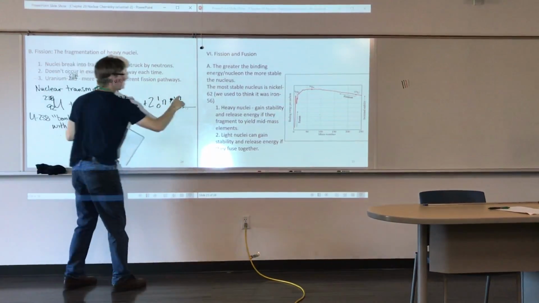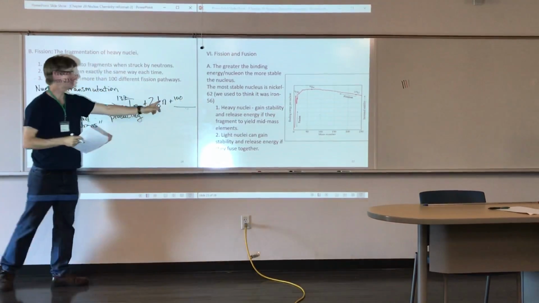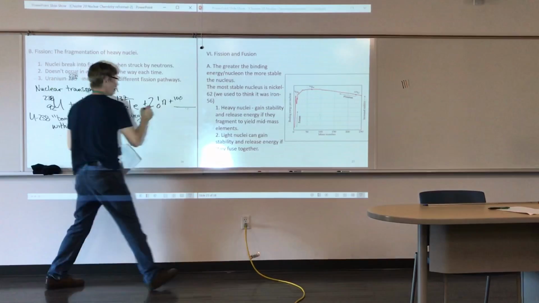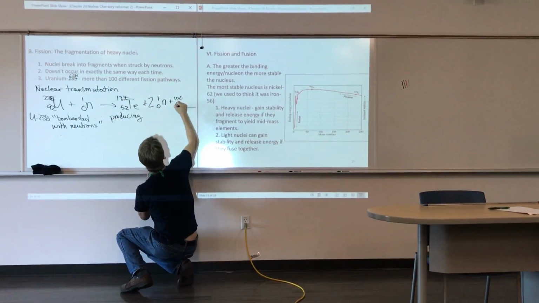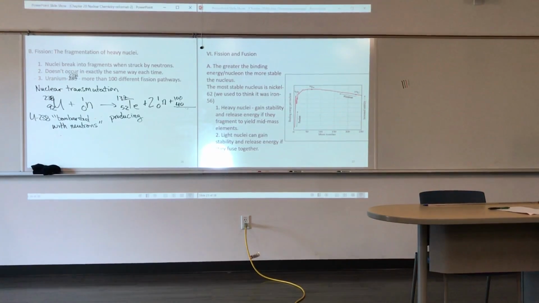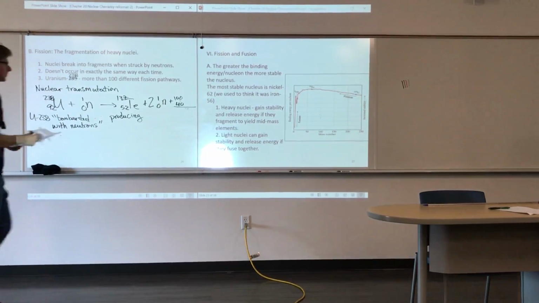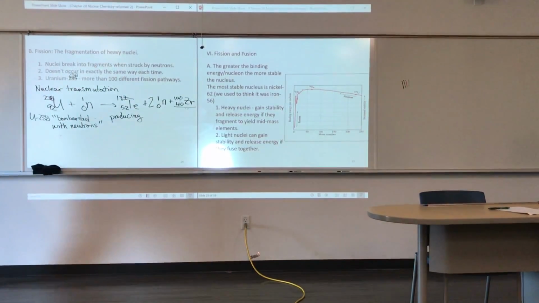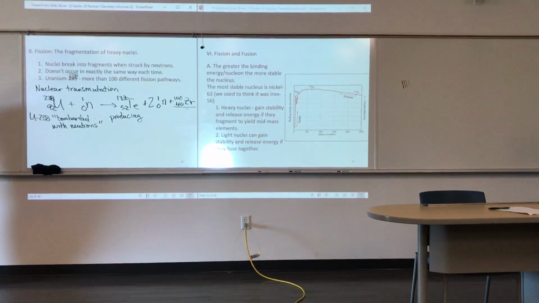Oh, sorry. There are 2 of these. So we get 100 at the top, 40 at the bottom. And then this is element number 40. Where's the other nucleus? So that is a fission reaction.